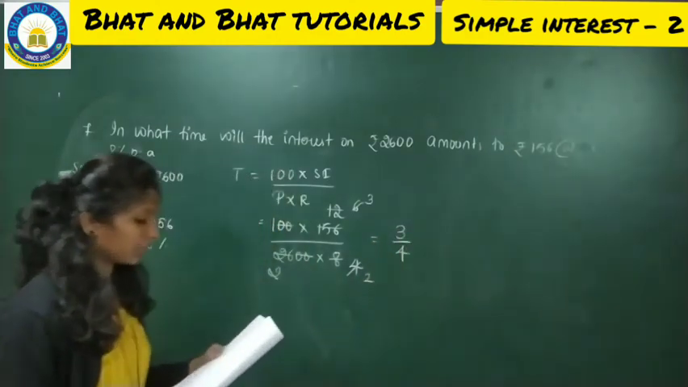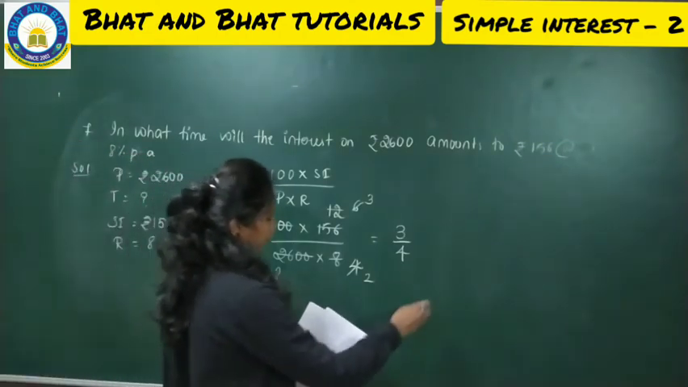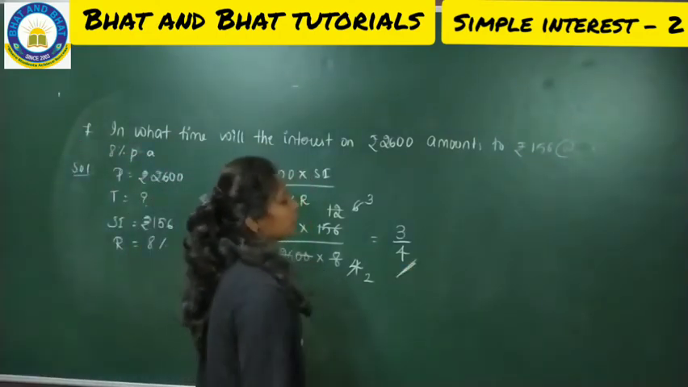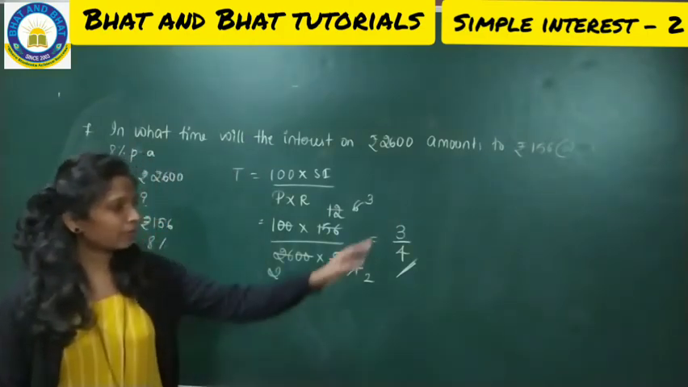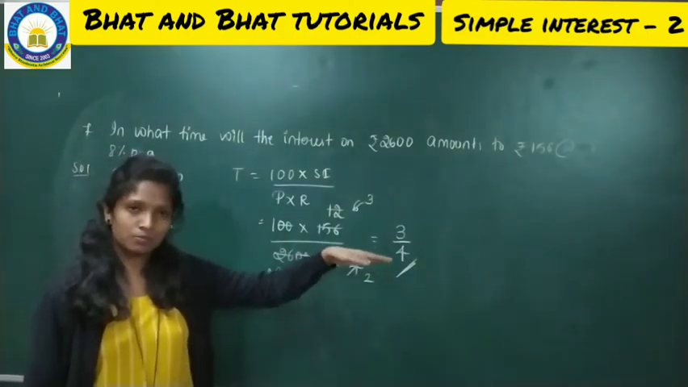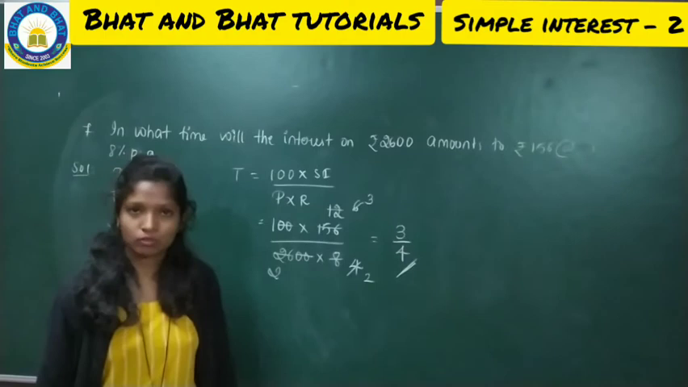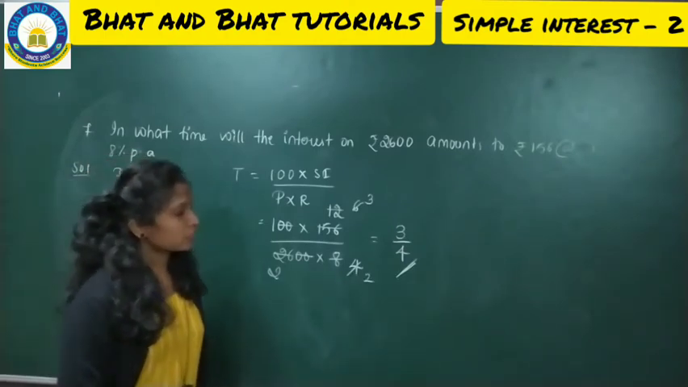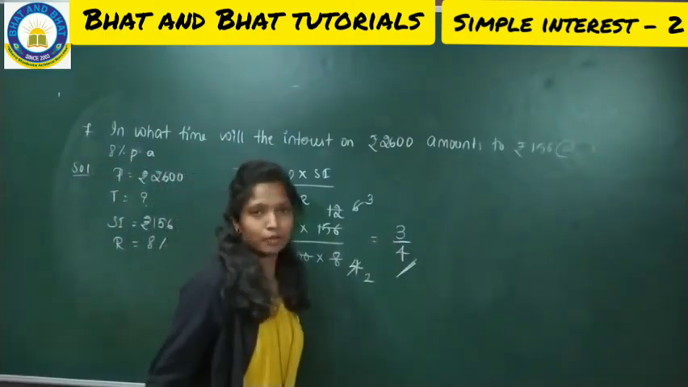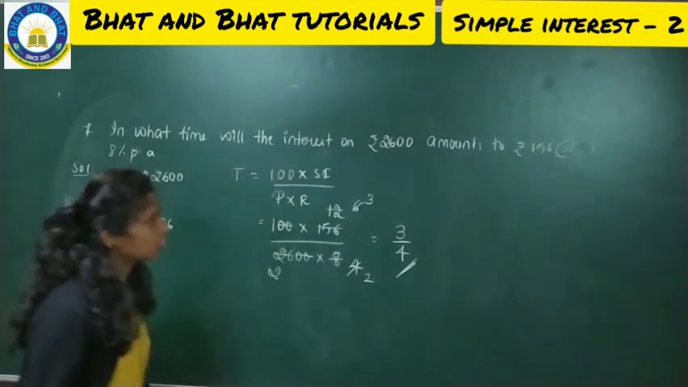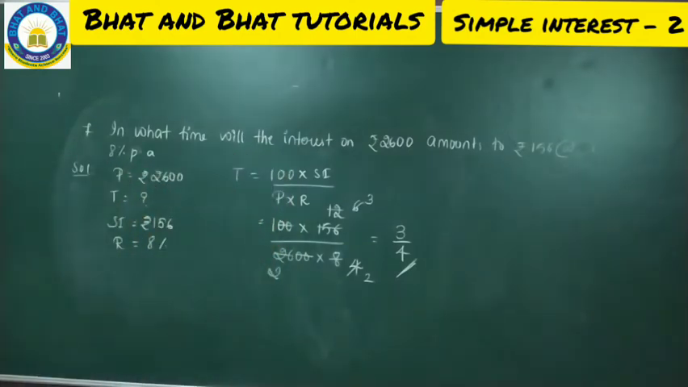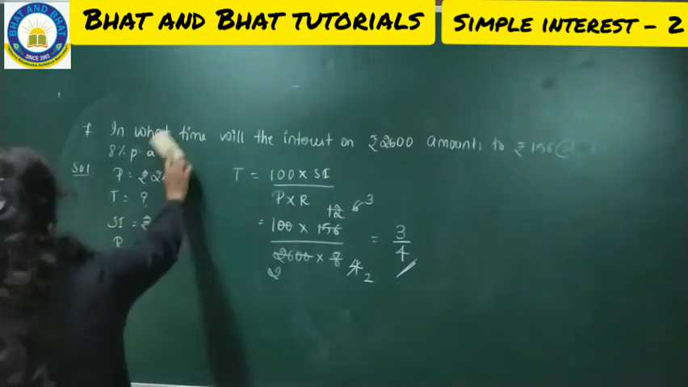So what is the time period given? 3 by 4. So that means nearly I can tell 3 by 4th of a year. That means how many months, if you want, you can convert or else you can leave it. So in the option, since it is 3 by 4, I am leaving it here. Make a note. So fine, hope you all copied the 7th one. I'll go with the 8th one. All of you concentrate on the 8th question now.